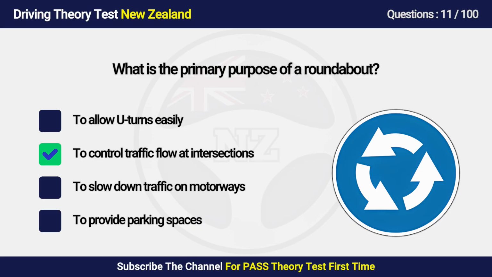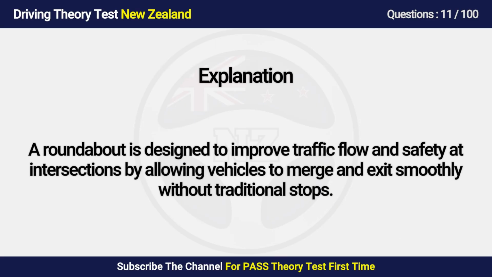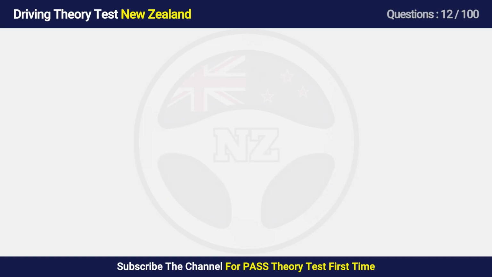Answer is B. To control traffic flow at intersections. A roundabout is designed to improve traffic flow and safety at intersections by allowing vehicles to merge and exit smoothly without traditional stops.